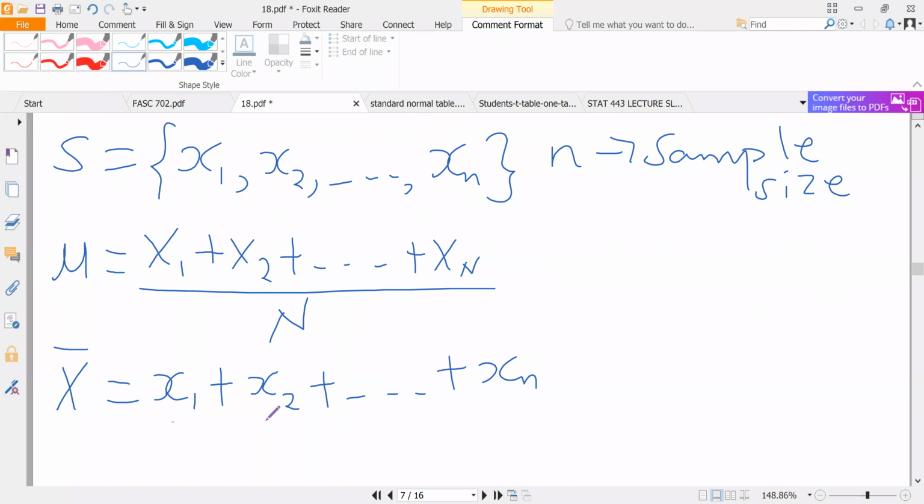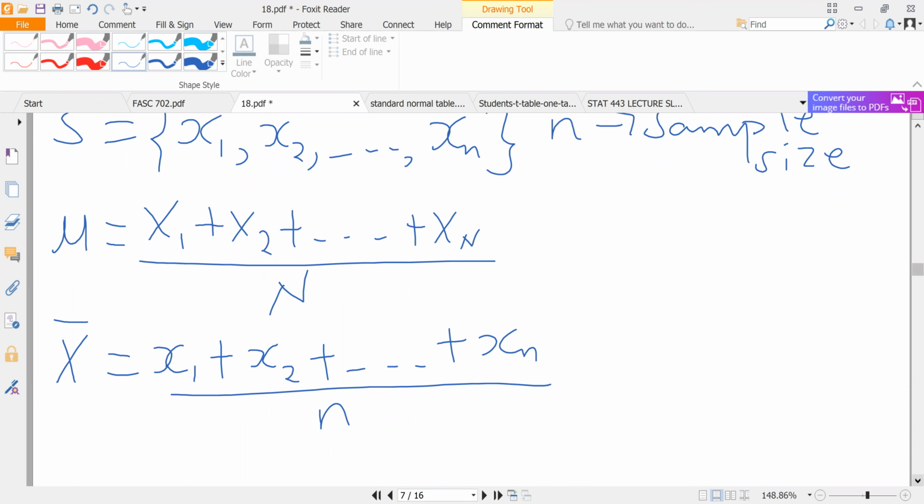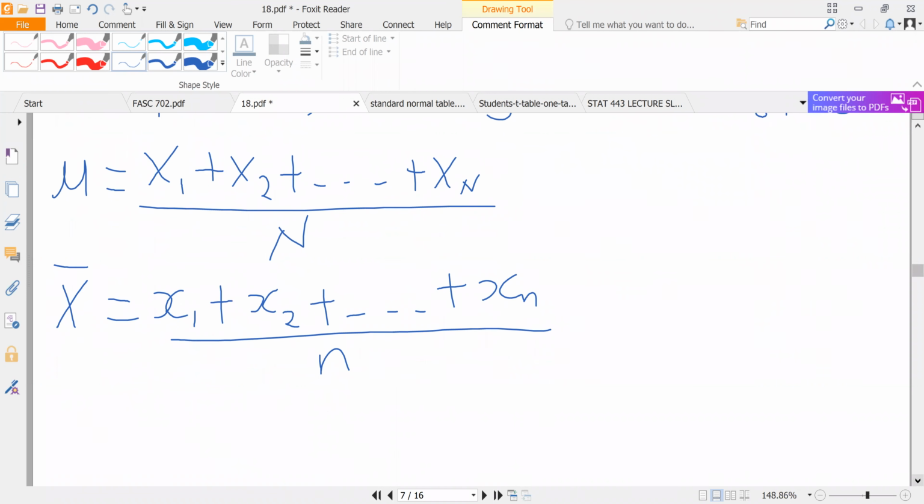Now, this X bar is considered to be an estimator for the population mean mu. So it means that we can confidently use the sample mean to estimate the corresponding population parameter, which is the population mean.